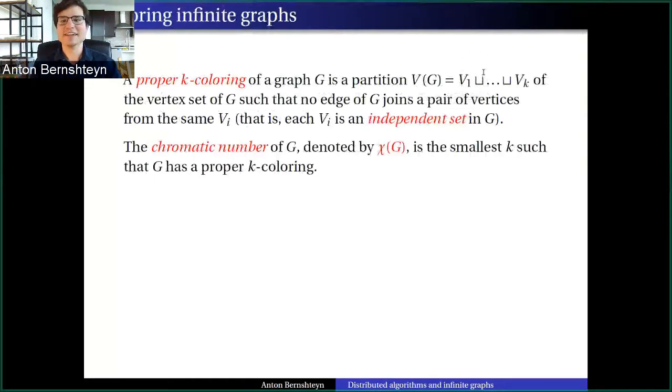Yes. Okay. So it's a partition of the vertex set into k pieces, v1 up to vk, with the property that no edge of G joins a pair of vertices in the same piece. In other words, each vi is what is called an independent set, a set with no edges inside of it. And the question is usually what is the smallest k with which such a partition is possible, and it's called the chromatic number of G, denoted by chi of G. It's the smallest k such that G has a proper k-coloring.